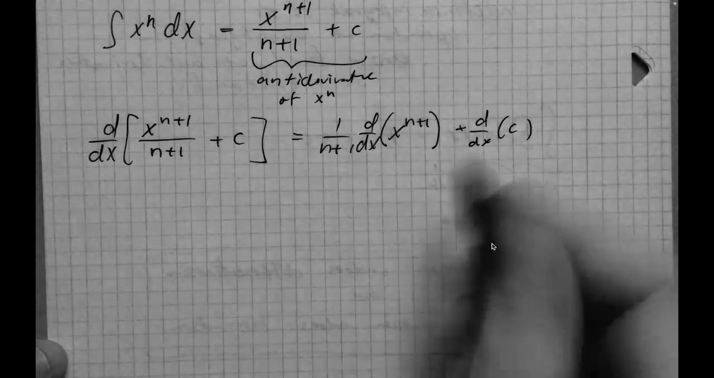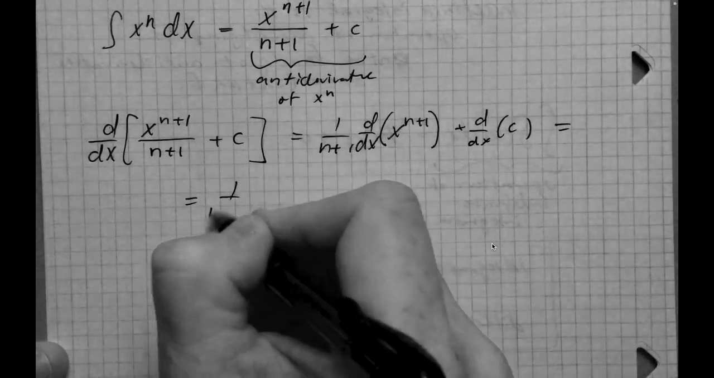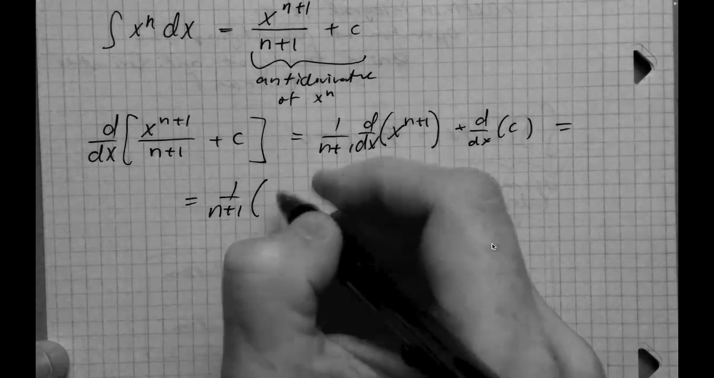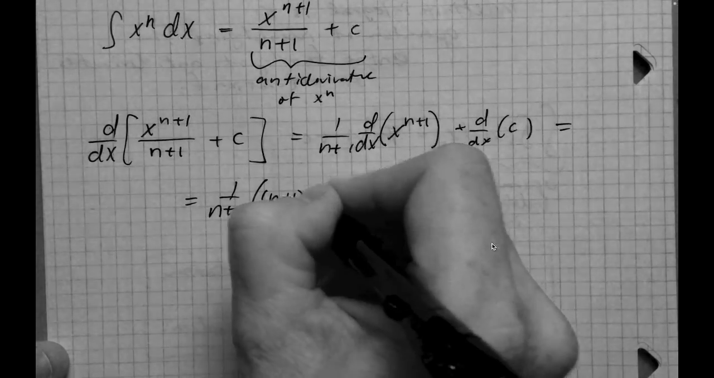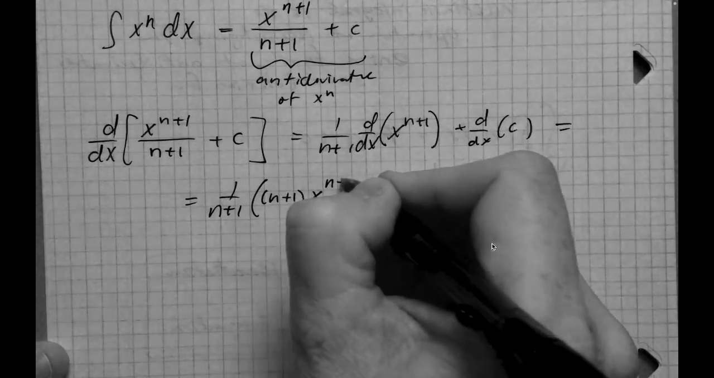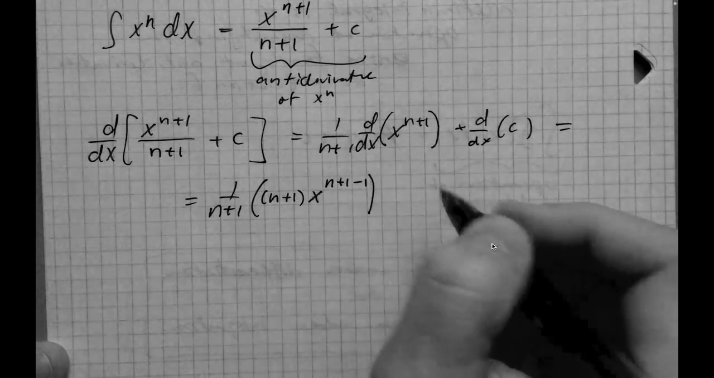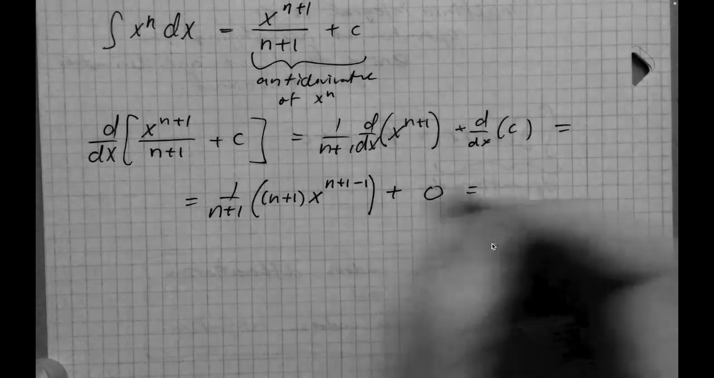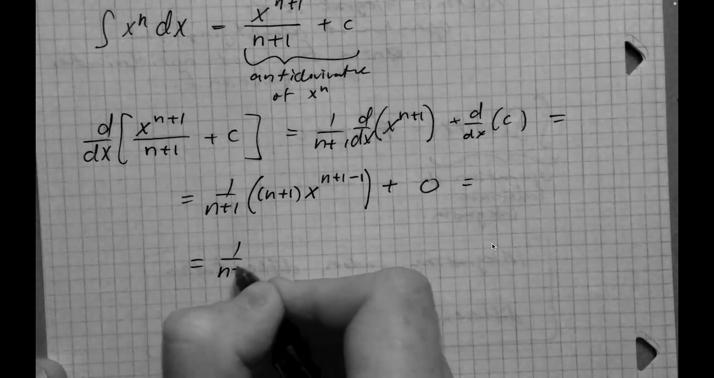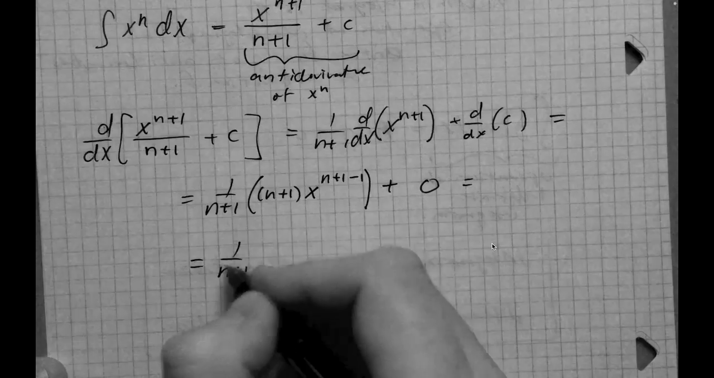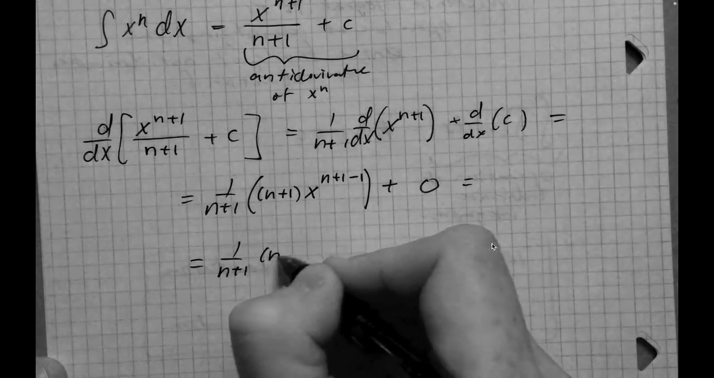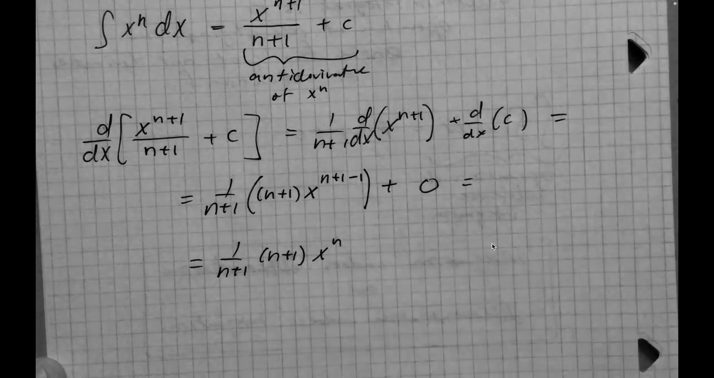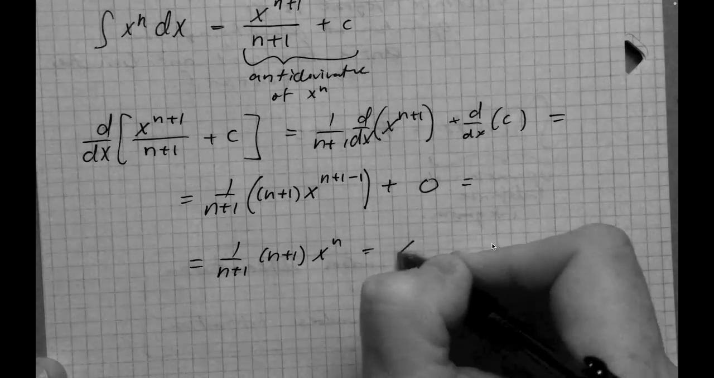We differentiate that. Well, you get 1 over n plus 1, right? And then this derivative, just like before, you get n plus 1 times x to the n plus 1 minus 1, right? That's how that works. And then this derivative is 0. And so the whole thing is 1 over n plus 1, times n plus 1, times x to the n plus 1 minus 1, which is x to the n. Okay, and then, of course, the n plus 1's cancel, and you just get x to the n.